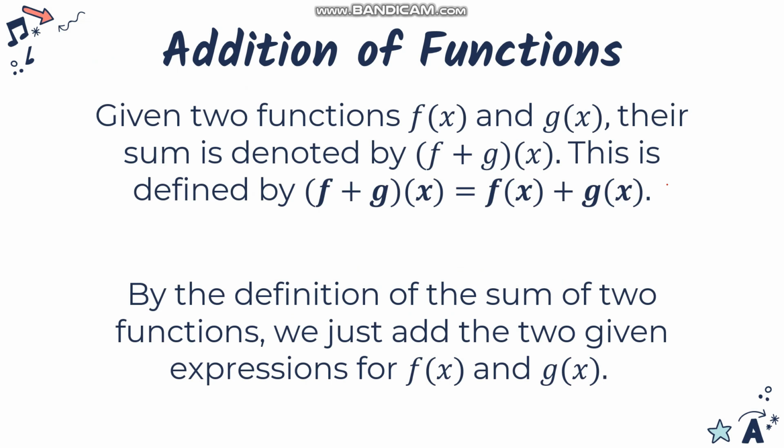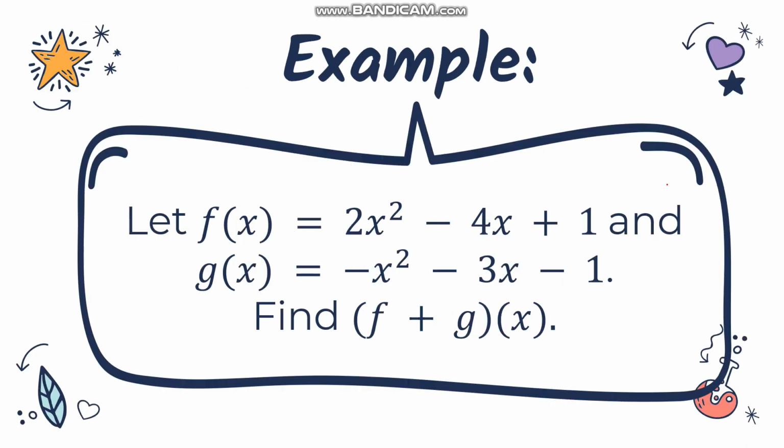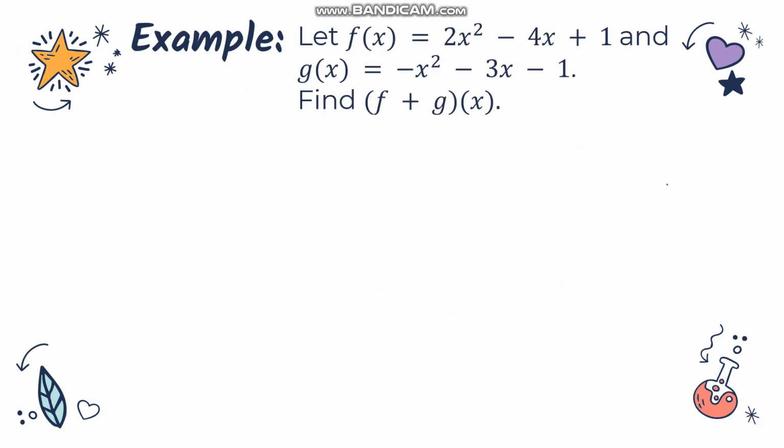But take note that whenever we have to add functions, we also have to apply the concept that we use for simplifying expressions. Let's have this example. Let f of x equals 2x squared minus 4x plus 1 and g of x equals negative x squared minus 3x minus 1. Now we have to find f plus g of x. So that means we have to add the two functions f of x and g of x.